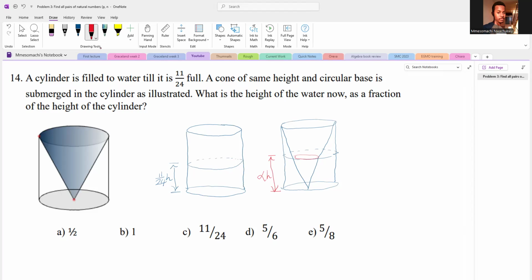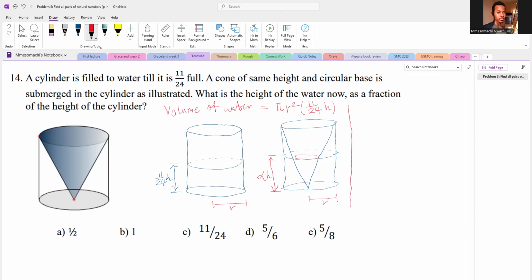So the volume of water, let me just write it up here, is going to be the formula for the volume of a cylinder. So pi, let's say the radius of the cylinder is r, then pi r squared h. In this case, h is 11/24 h. So this is the volume of water.